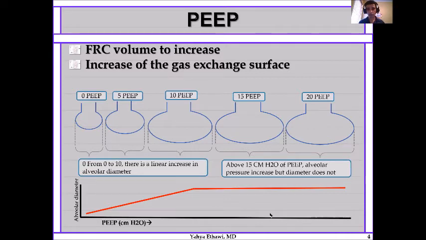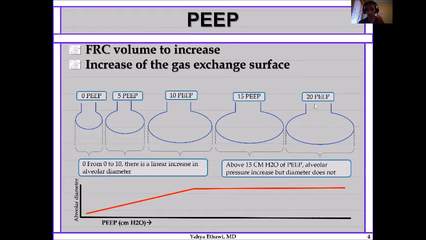When you reach 10, it increased more. When you reach 15, you see a little bit of improvement between 10 and 15, a little bit of increase in the contact surface between the alveolar wall and the capillary. But at 20, there is no difference between 15 and 20. So putting the PEEP more than 15 will have side effects, but will not give you any improvement in the FRC. And therefore, the highest PEEP that should be used is 15. Above that, you'll have side effects.